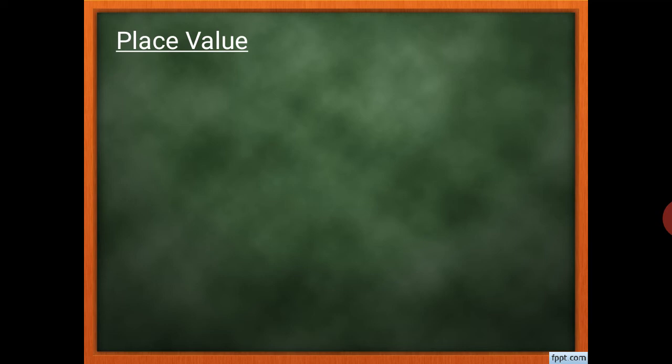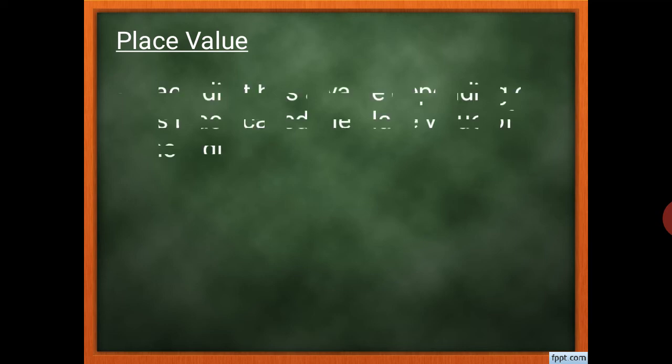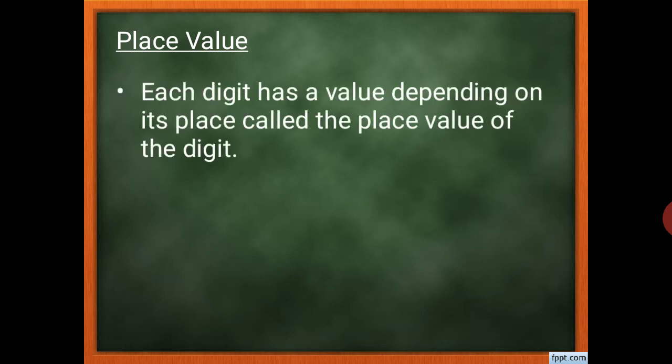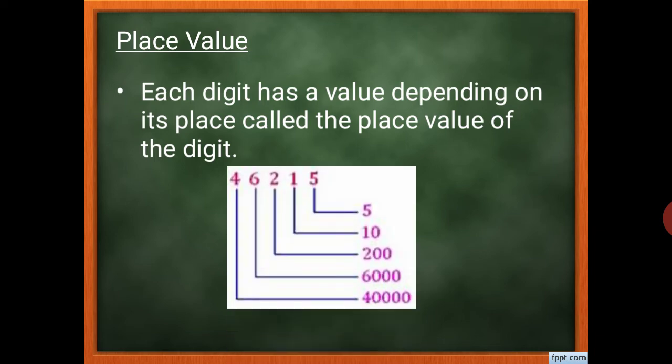The next one is the place value. Each digit has a place value depending on its place, called the place value of the digit. So for example, let's see this example. It is 46,215. Here each digit has a different place, and depending on the place, its value changes.